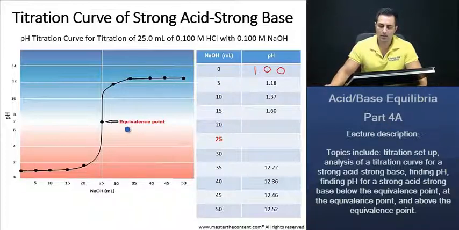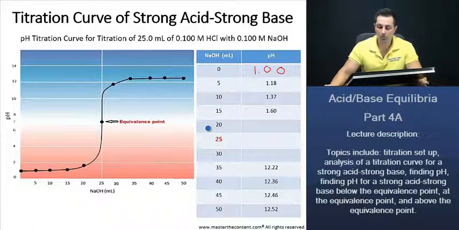One other point before we calculate the pH at 20 milliliters that I would like to bring up is that the equivalence point is when you have equal amounts of your titrant and your acid. Here, we're going to have 25 milliliters of hydrochloric acid, and we're going to have 25 milliliters of sodium hydroxide. That's going to be the equivalence point, and that's what that is.